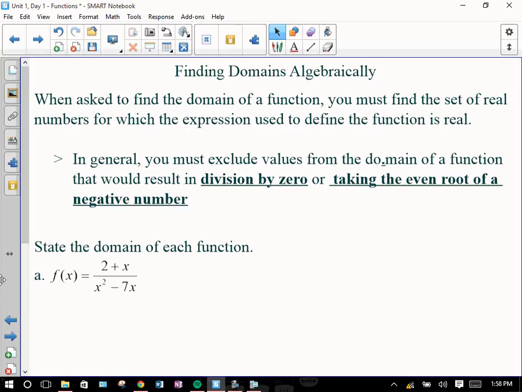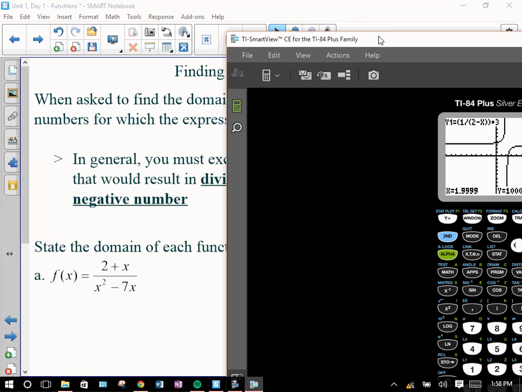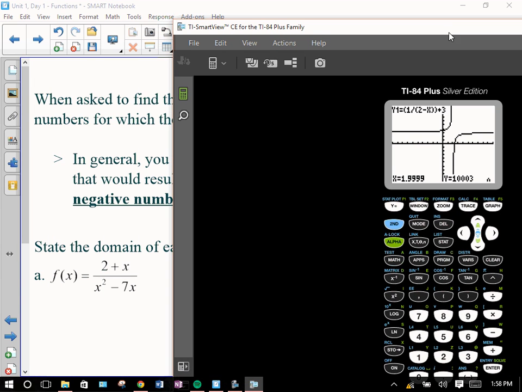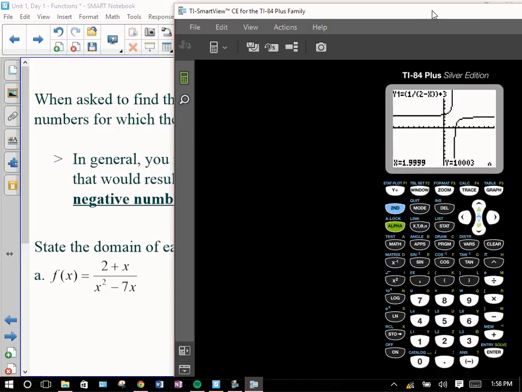Okay? So first I want to show you an example of what's going to happen when you go to type something into your calculator. So let's say you have your calculator up. You guys see your calculators, right?